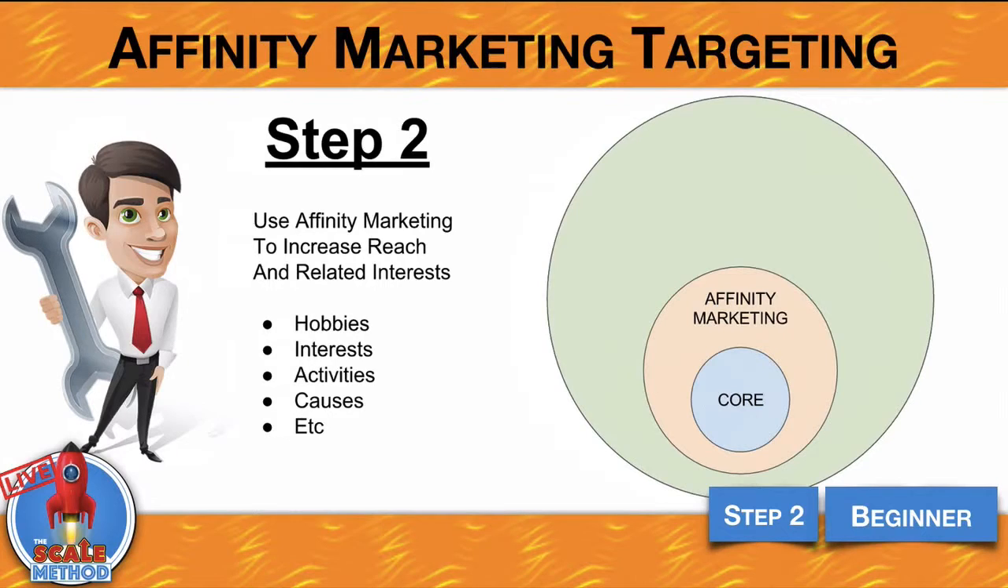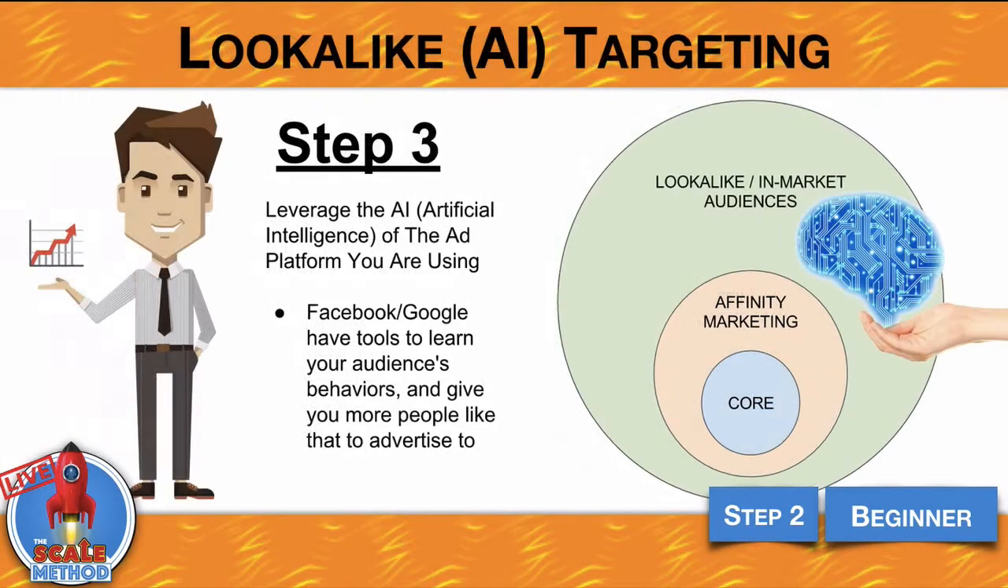Now, affinity marketing is going to be more along the lines of, okay, that core person, what are their hobbies? Interests, activities, causes, who may they hang around? Who else may enjoy your content or products or services? Now, here's what happens next.